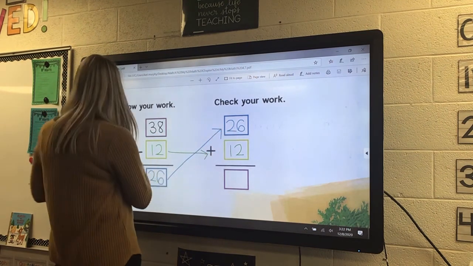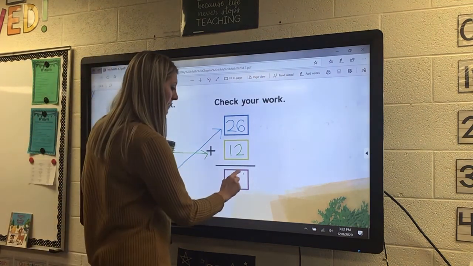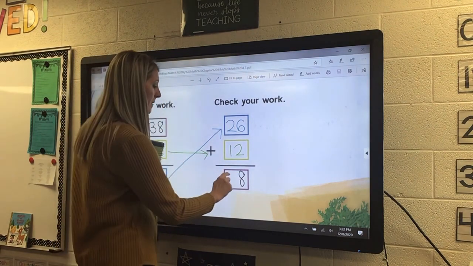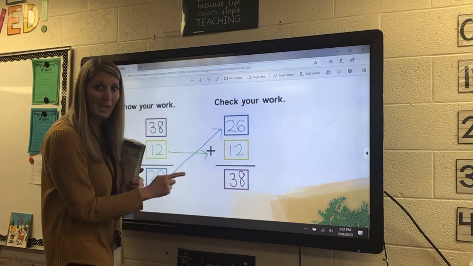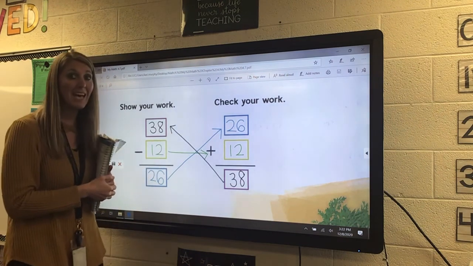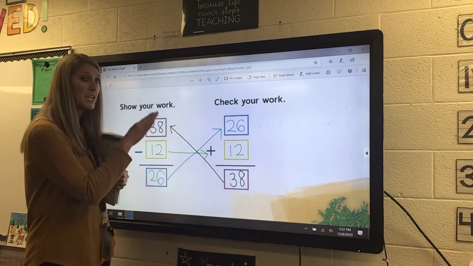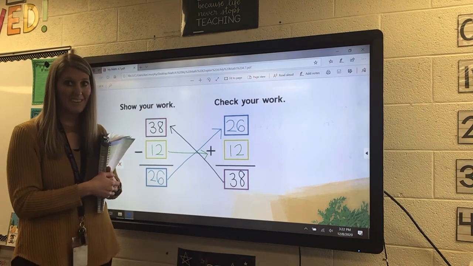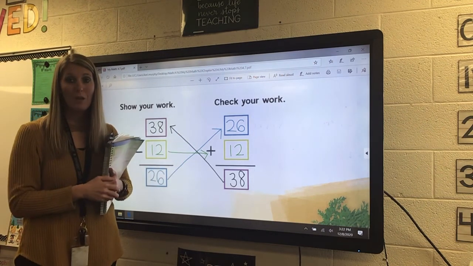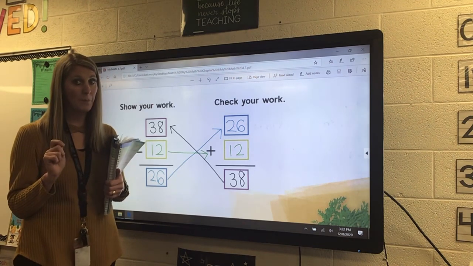So 6 plus 2, well, I'll say 6 and count up 2 more, 7, 8. And then I have 2 plus 1 more, 2, 3. So my sum, or my answer, is 38. Now look up here. Does it match? It does. And so if it matches, then I know I did subtraction and addition correctly because it's a fact family. Now, if you noticed, I kind of made like a snowflake or a star. So when you're doing your work today, draw those arrows to help you remember where the numbers go.